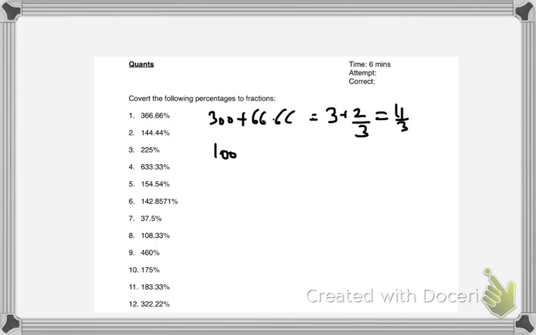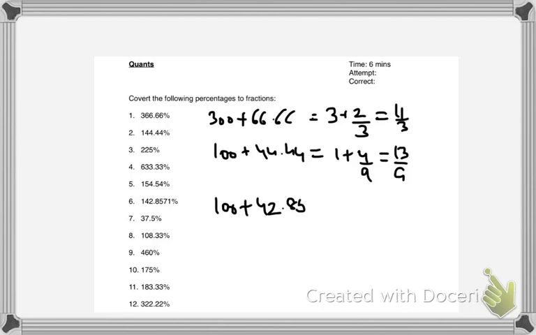Now we come to the second part, that is your 144.44%. So what you do is you break it into 100 plus 44.44%. Now 100 will give you 1, and 44.44 is equivalent to 4 by 9, and this will be equivalent to 13 by 9. So again a simple way to convert your percentages to fractions.